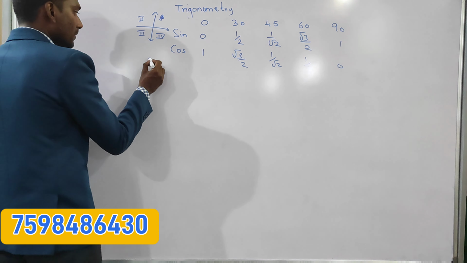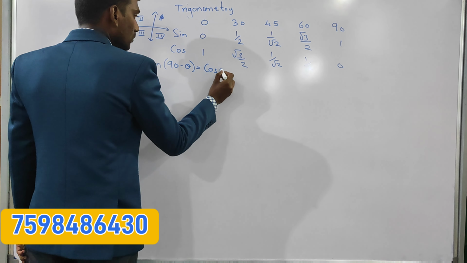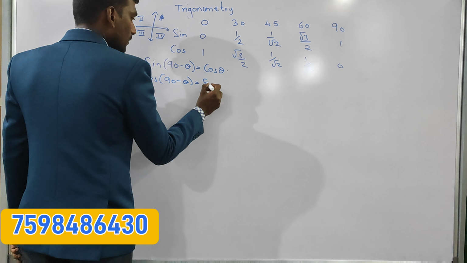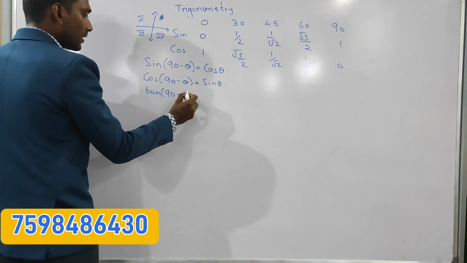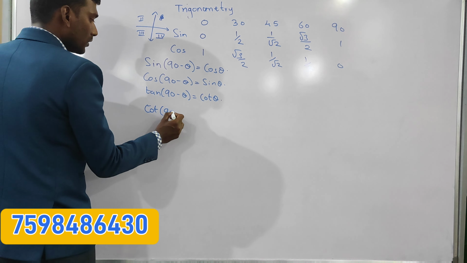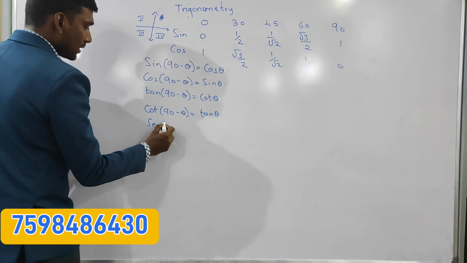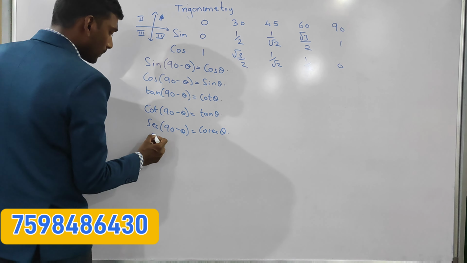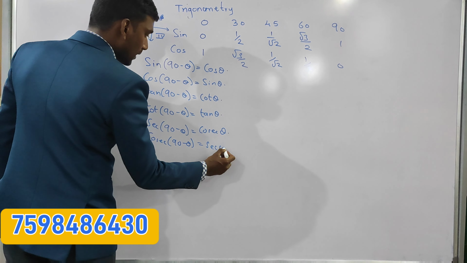Next, some basic formulas, that is sine of 90 minus theta is equal to cos theta. Next, cos of 90 minus theta is equal to sine theta. Next, tan of 90 minus theta is equal to cot theta. Next, cot of 90 minus theta is equal to tan theta. Next, secant 90 minus theta is equal to cosecant theta. And cosecant 90 minus theta is equal to secant theta.